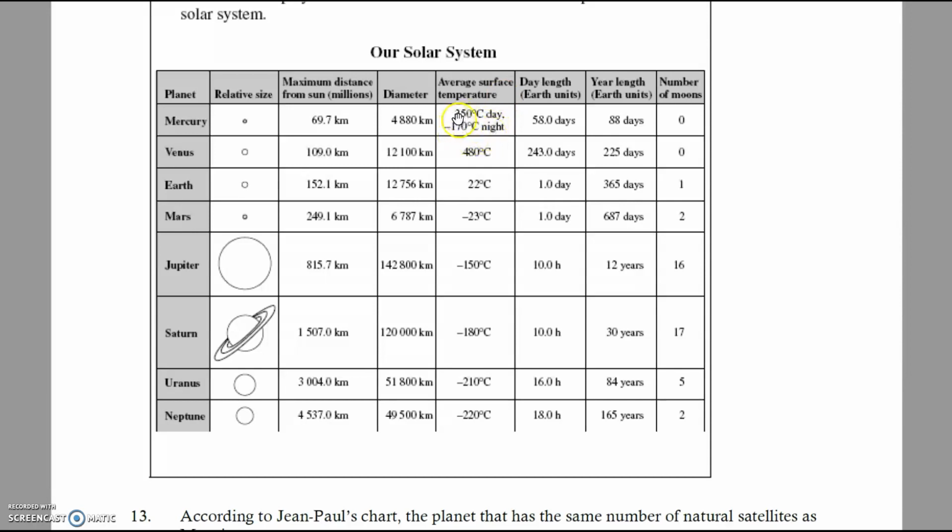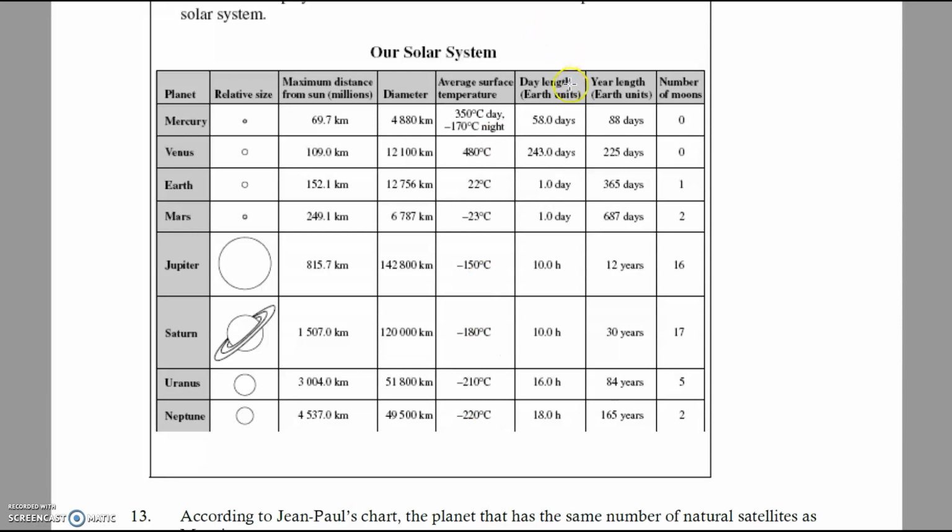So Mercury 350 degrees Celsius at day and minus 170 degrees Celsius at night. Venus 480 degrees Celsius, Earth 22 degrees Celsius, Mars minus 23 degrees Celsius, Jupiter is minus 150, Saturn is minus 180, Uranus is minus 210, and Neptune is minus 220.